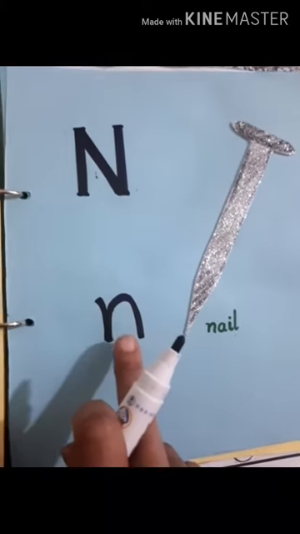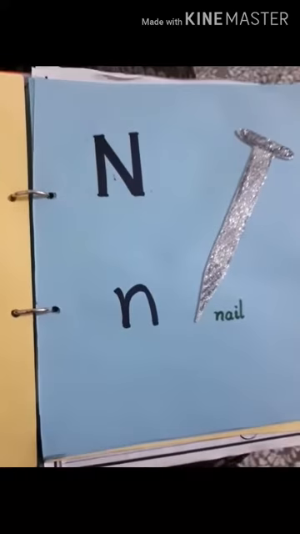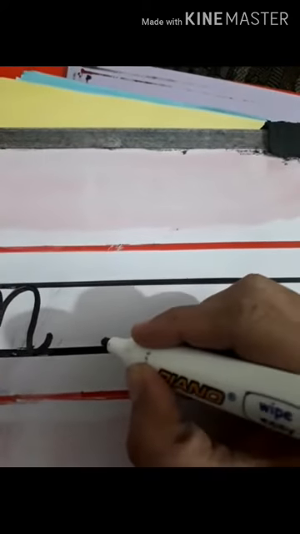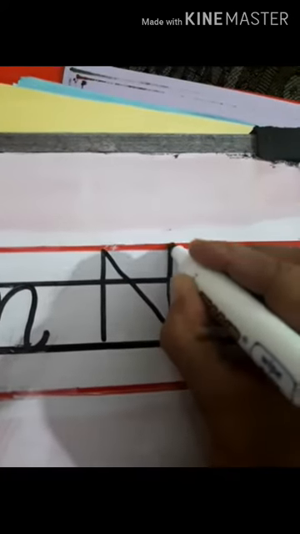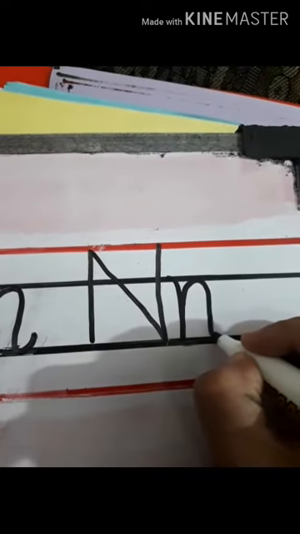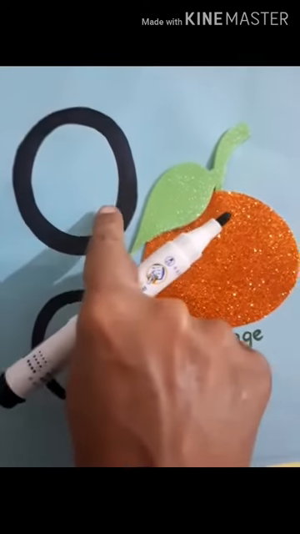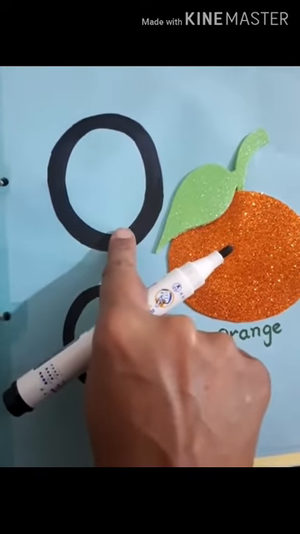Here we have next alphabet. Capital N, small n, nail. Now we will write it here. Capital N, small n, nail.